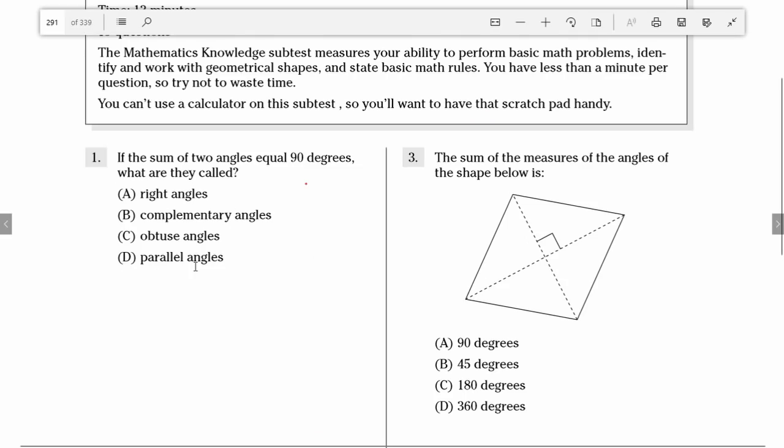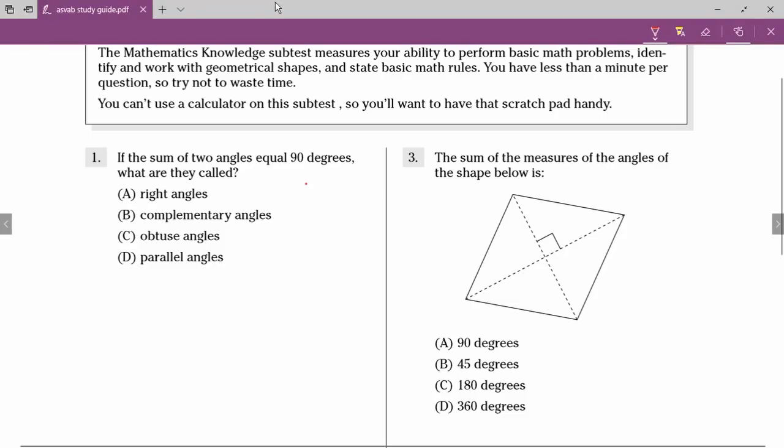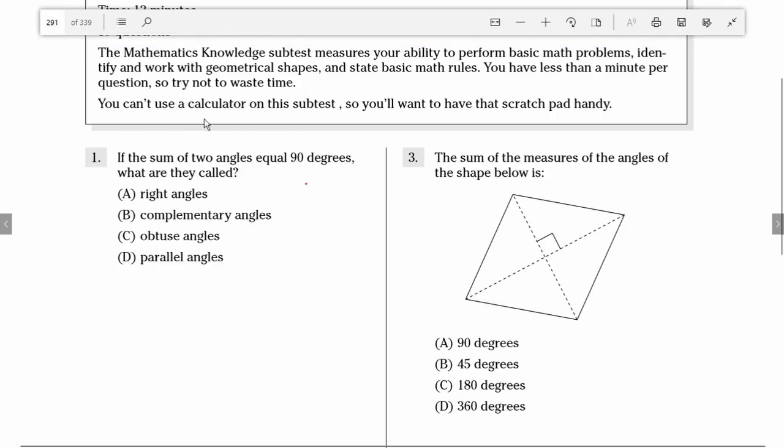Okay, so question 1. If the sum of two angles equals 90 degrees, what are they called? Okay, so this question is testing your knowledge of the definitions of angles. In general, there are 5 definitions of angles with which you need to be familiar.